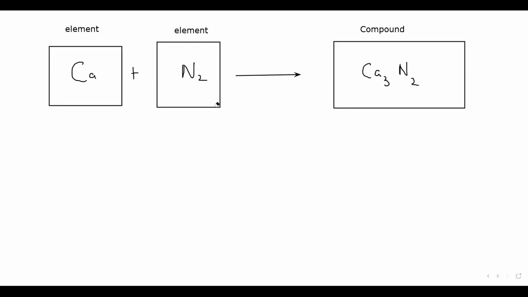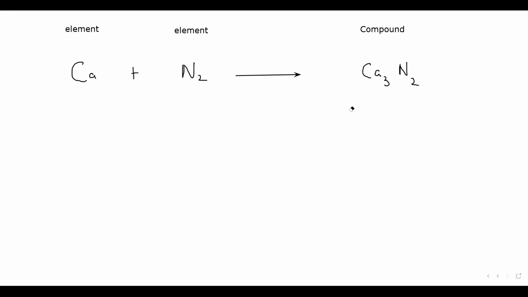So to balance, we can only write the number before the element or compound. So nitrogen is already balanced. You can see both sides we have 2 nitrogen. As for the calcium, on the right hand side we have 3, on the left hand side we have 1. So what number should I write here to balance calcium? On the right hand side we have 3 calcium. On the left hand side we have only 1. We need 3. So we put 3. So calcium is also balanced.